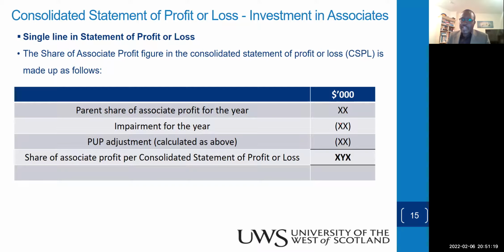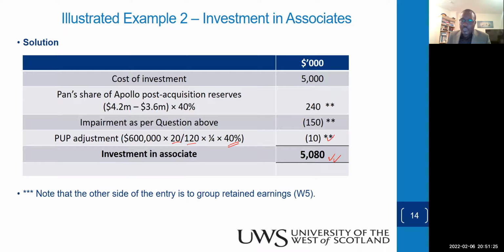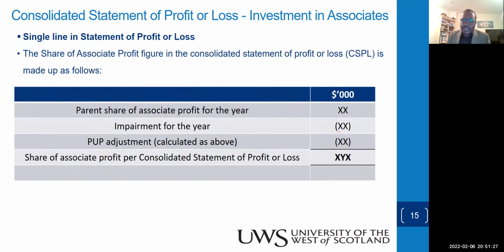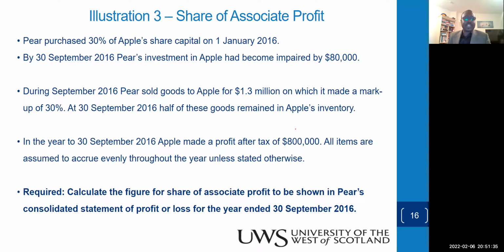Same story, okay? This figure we find over here would not be different from what we find over here. The same 10 comes here, okay? Impairment for the year. The same thing as we've seen in the previous example, okay? So it's very easy to work this. Let's look at an example.